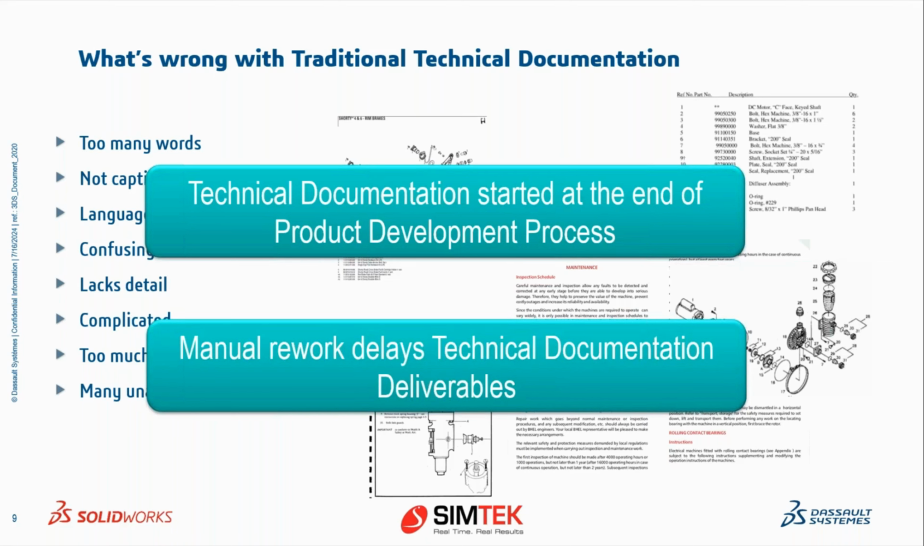Moving to the manual rework delay. For example, you can change the design, but it will not be modified in the documentation. You need to manually rework again and again, repetitively. It is a time constraint. It affects your productivity and your time also. It is the main problem in the traditional documentation process.